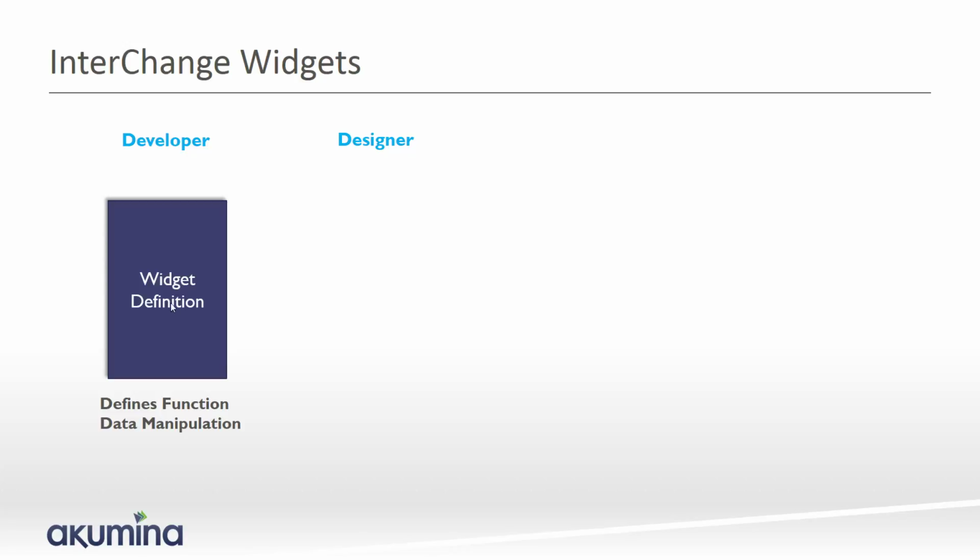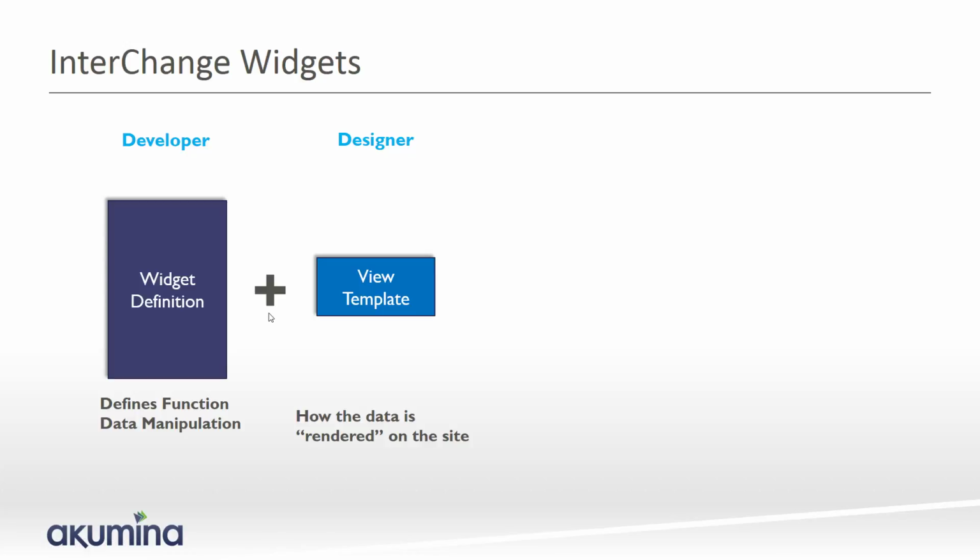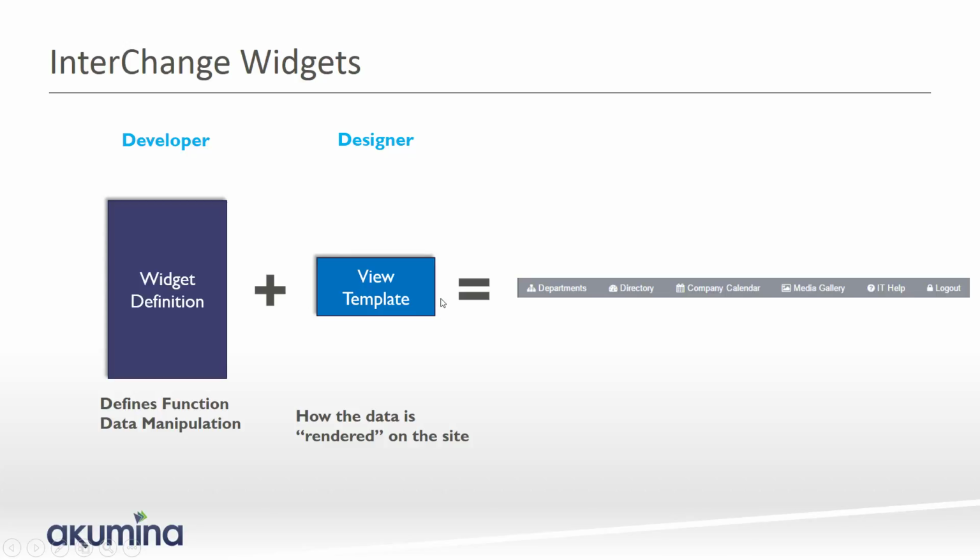The base definition really determines what data will be made available by the widget, as well as any manipulation of the data that may be done. Now, next comes the view. The view is an HTML template developed by the designer, or the developer can also create it. The key is that the view is separate and distinct from the base widget, but uses the data the base widget provides. Now, combining the base widget and the view really provides the functionality and presentation for the site.